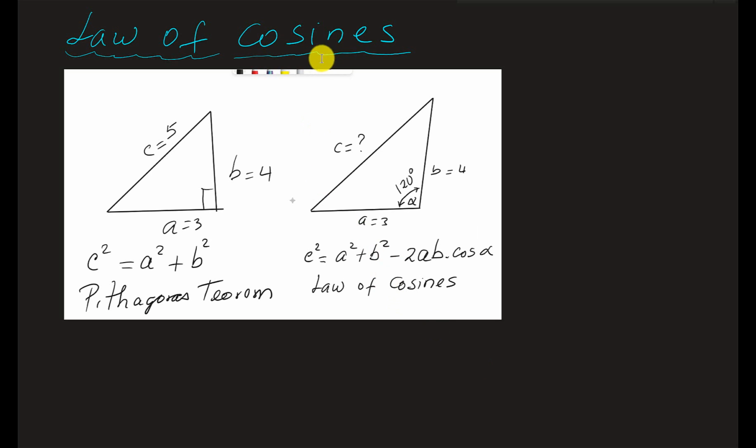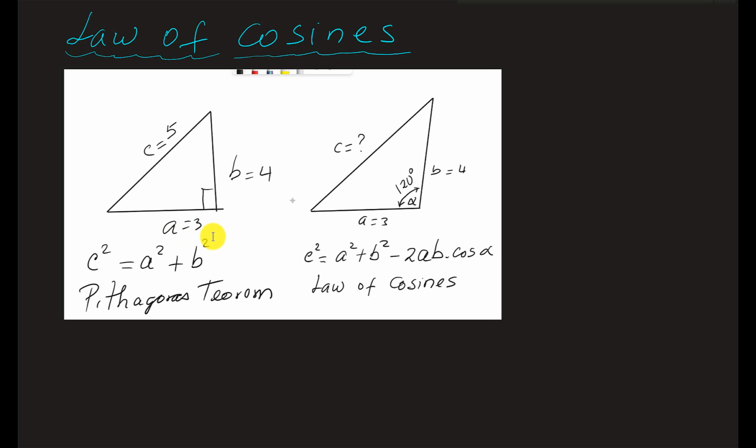Let's talk about the law of cosines. The law of cosines is a generalization of the Pythagorean theorem whenever you have a triangle with no right angle. It means it is not a right triangle.